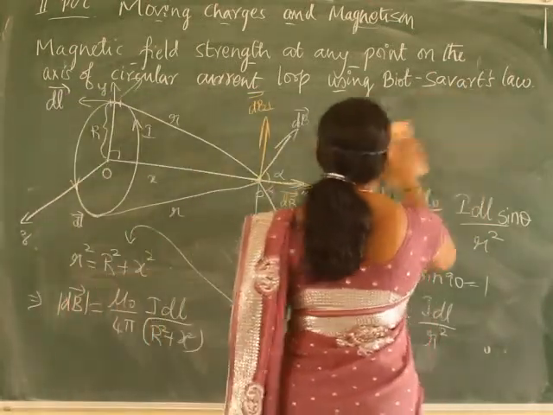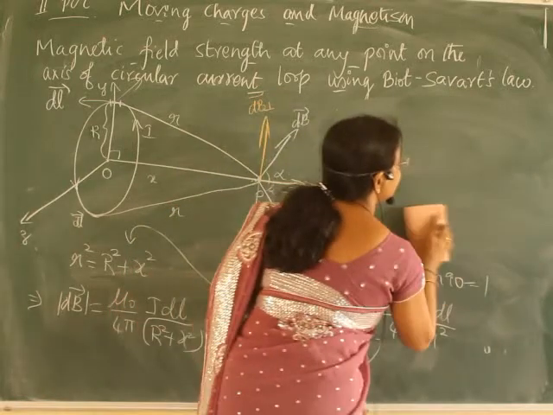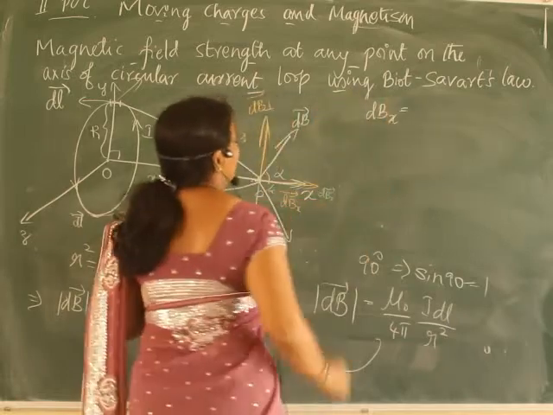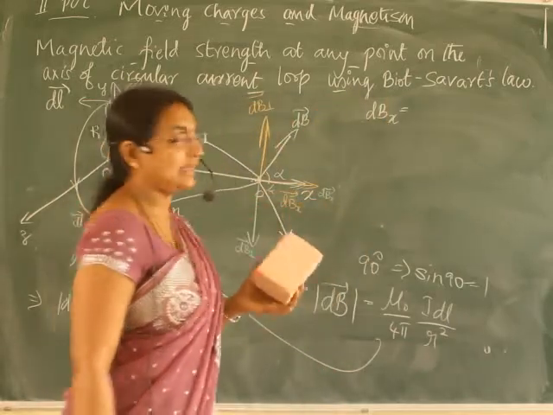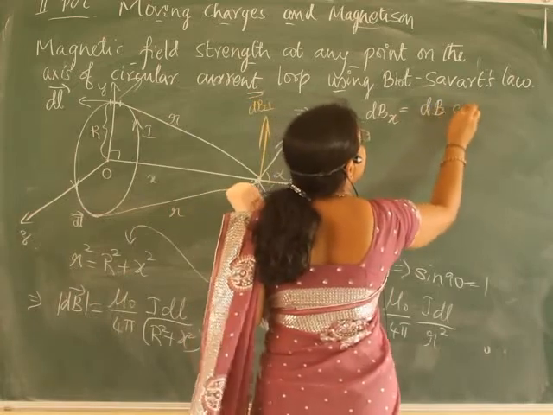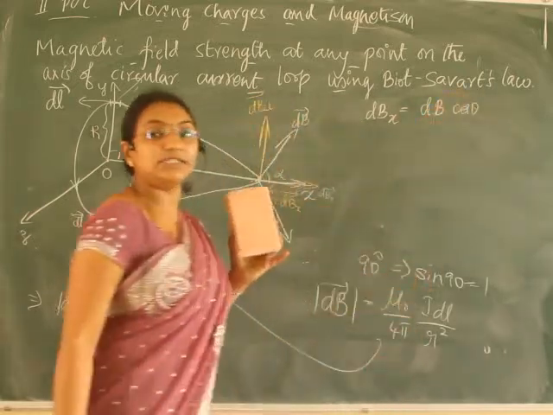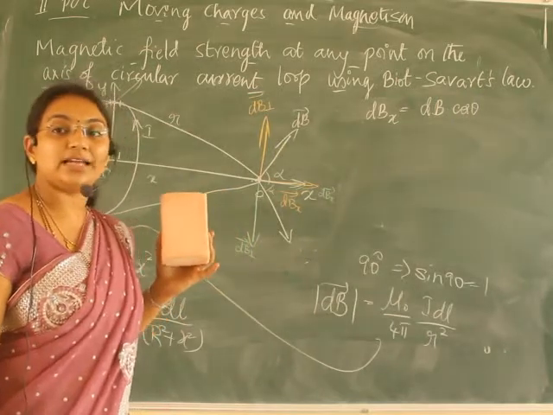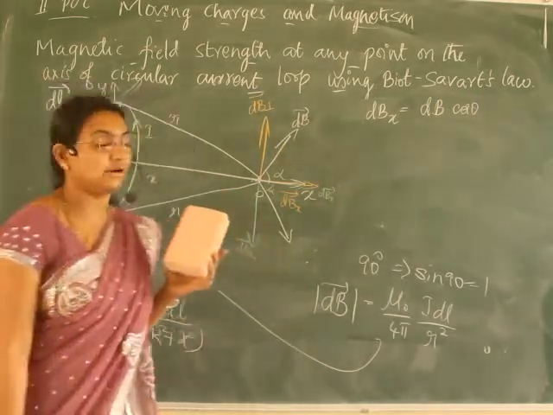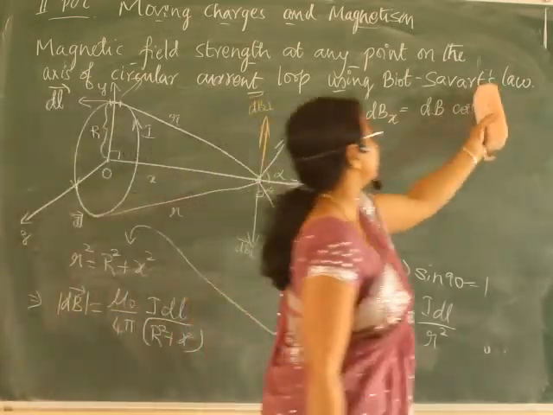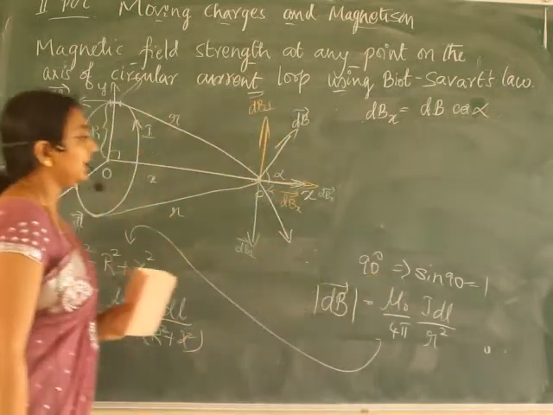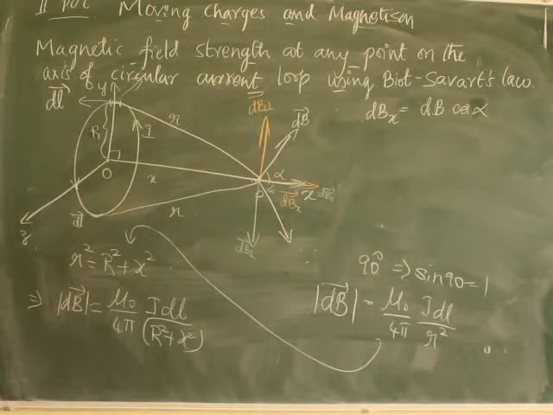So I can write dBx is equal to, along the x-axis, what do we write always? dBx is equal to dB cos theta. Along the x-axis we write dB cos theta. Along the y-axis we will write it as sin theta, correct? Sin theta will get cancelled out. Only, it is alpha, not theta. Cos alpha, correct? Cos alpha.